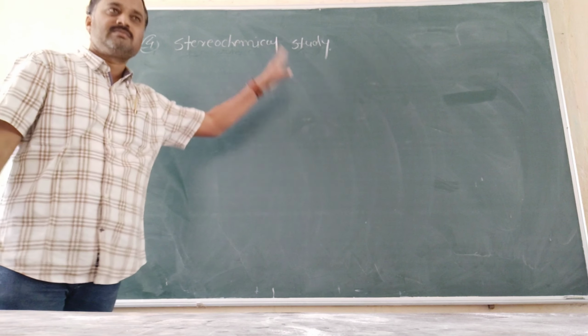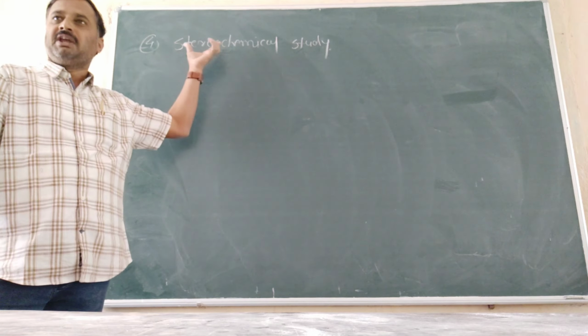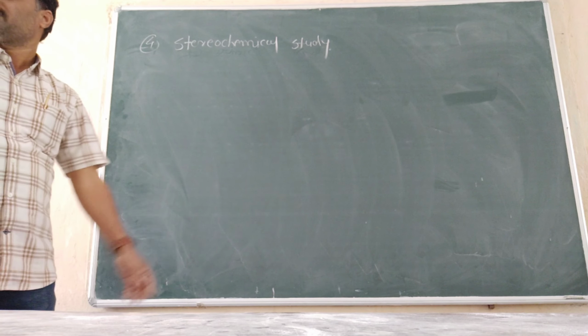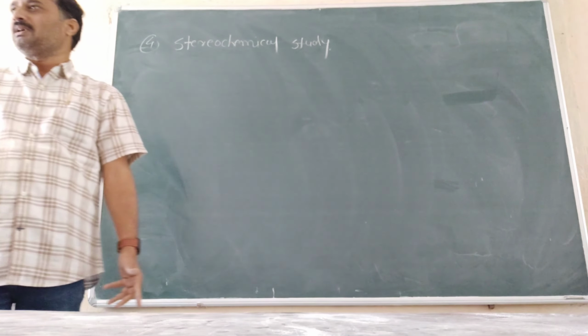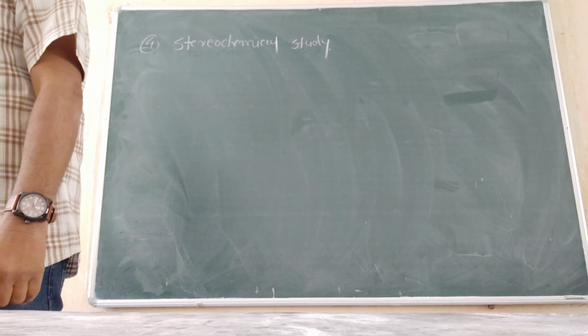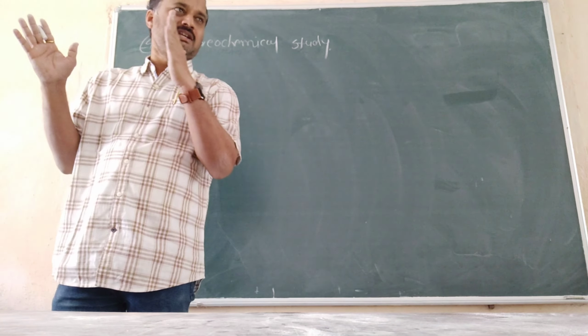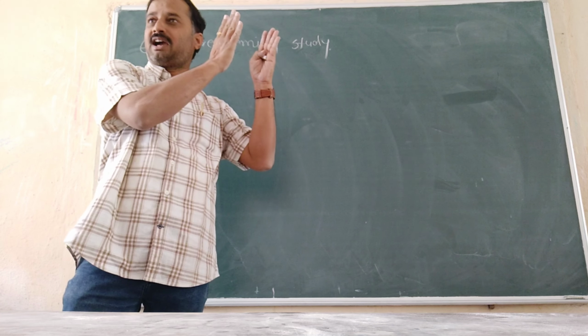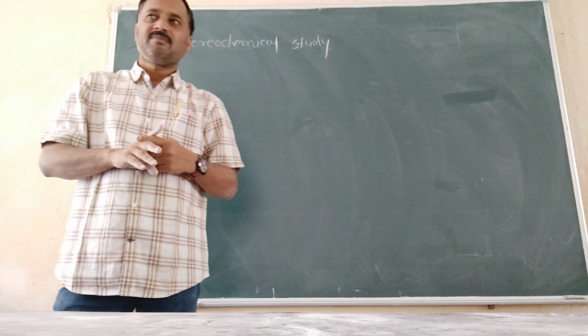See, stereochemical study. Okay, see how this technique is used to write the mechanism of the reaction. You have studied in 12th standard what is meant by SN1 and SN2 reaction. If we see the SN1 reaction and SN2 reaction, see the stereochemistry of the reactant and the stereochemistry of the product.